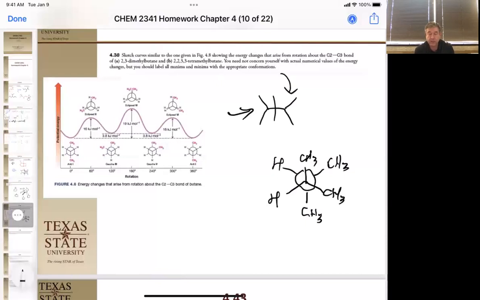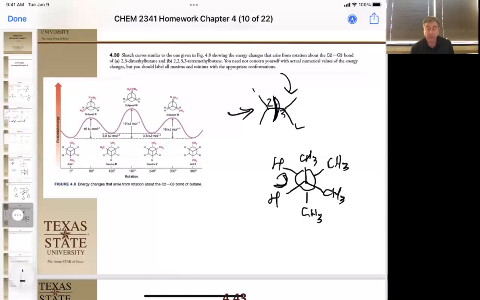Now let's rotate around the 2, 3 bond, and this is the 1, 2, 3, 4. So we're rotating around this bond here and see what's going to happen. So if we start with this structure here, obviously we have these methyl groups gauche to each other, and these 2 hydrogens are next to each other. So that's going to give us a starting energy.